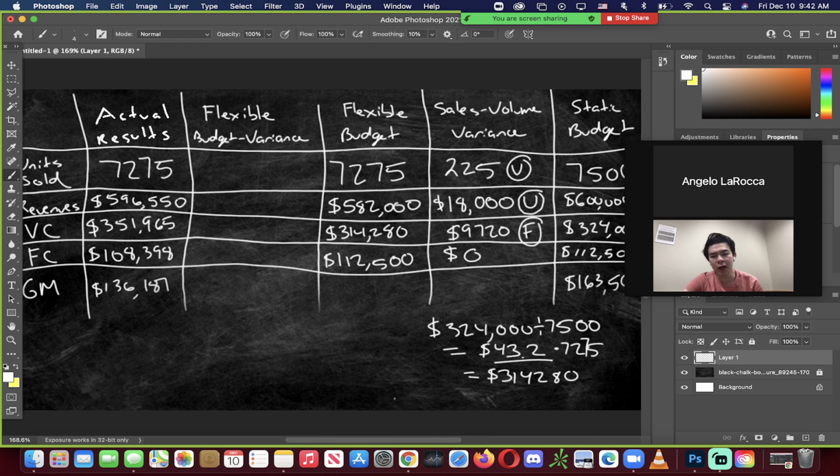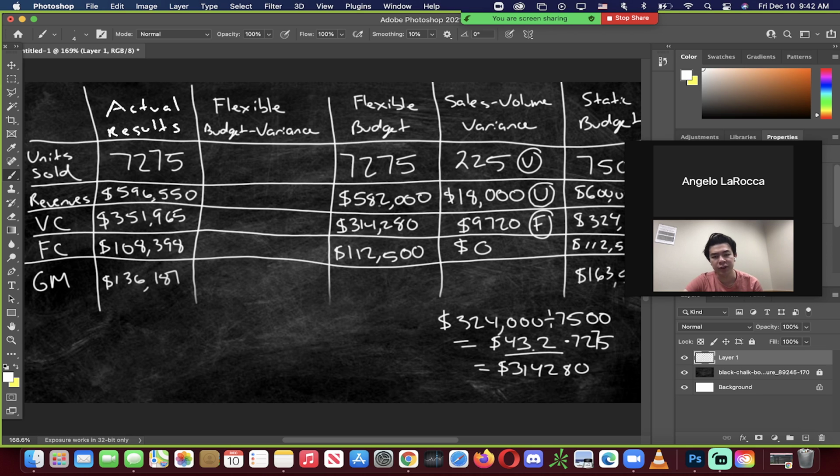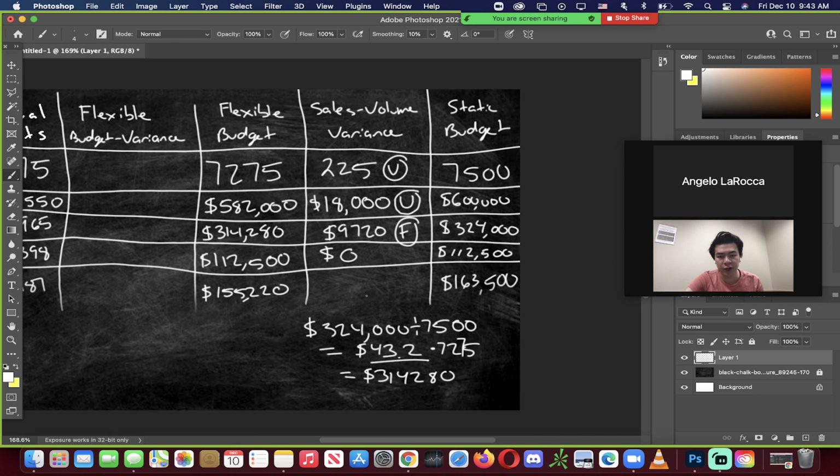And now we got to solve for our gross margins. And basically, we're just going to do 582,000 minus 314,280 minus 112,500. Boom. And then in order to find this variance here, the gross margin variance, we're just going to do this 163,500 minus this number right here, and we get 8280. And another way to solve for this is to do 9,720 minus 18,000, and you would get the same answer.